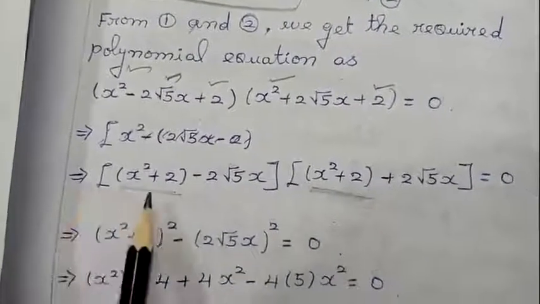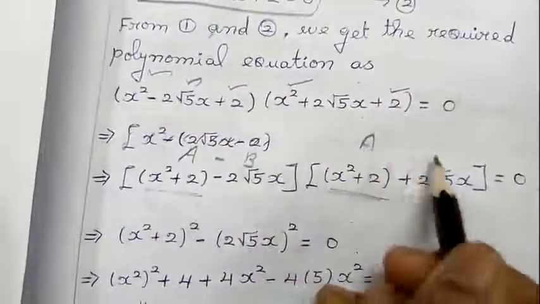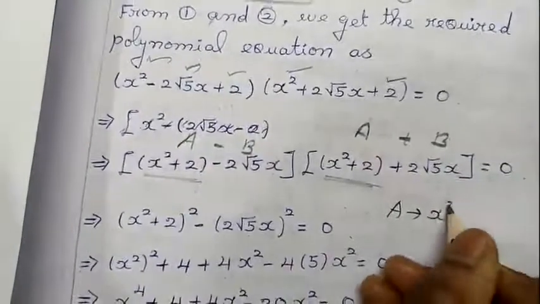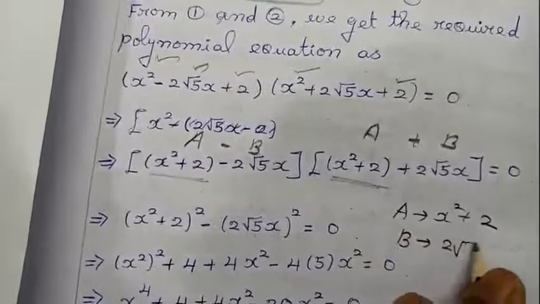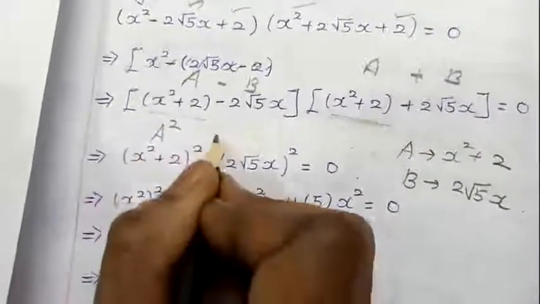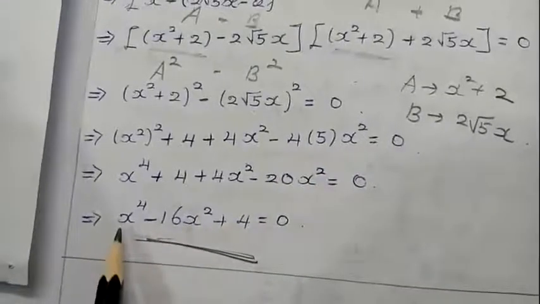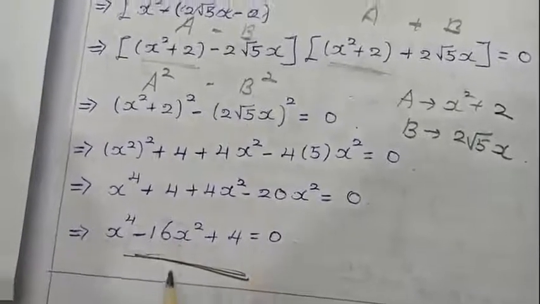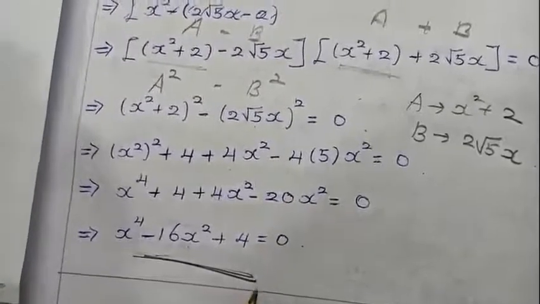X square plus 2, I'm going to put it in brackets. So I'm going to write in this form, a minus b, a plus b. In place of a, you are having x square plus 2. And in place of b, you are having 2 root 5x. This is going to be the a square minus b square formula, students. Calculate. The final answer is x to the power 4 minus 16x square plus 4 equal to 0, which is the required degree 4 equation for the given sum.